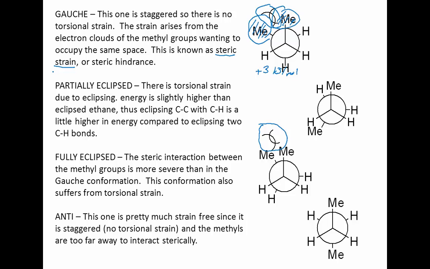Their electron pairs are getting crammed into each other. So this is a destabilizing situation, not nearly as destabilizing as if it were eclipsed. Okay, let's look at partially eclipsed. Here there's a lot of torsional strain because it's an eclipsed conformation. It looks like the eclipsing of CH is a little worse than eclipsing an HH.